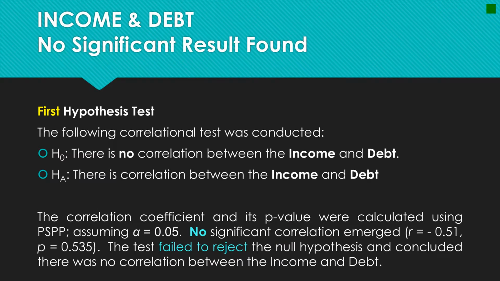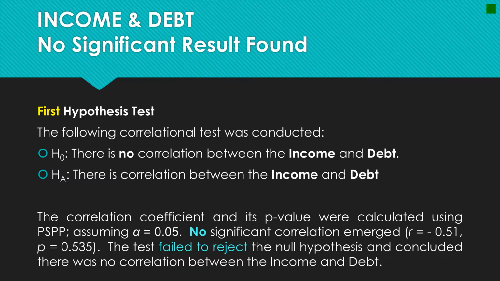Let's move to the other part of this presentation. We have been given the Excel file, which we put in PSPP to find whether there is a significant relation among two variables or not. Basically, we have to look at 10 different variable pairs. First of all, it's income and debt. The first hypothesis, the null hypothesis, is that there is no correlation between income and debt. The alternative hypothesis says there is a correlation between income and debt.